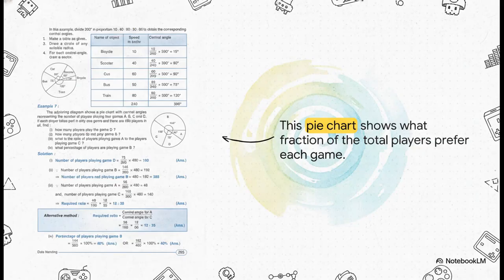Take a look here. The entire circle, the whole pie, represents all 480 players. And each slice shows you the fraction of those players who like a certain game. You can see immediately that game B is the most popular. It's got the biggest piece of the pie, while game D is the least popular. It's perfect for understanding the big picture at a glance.